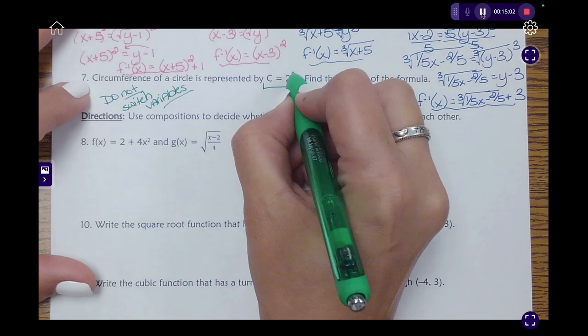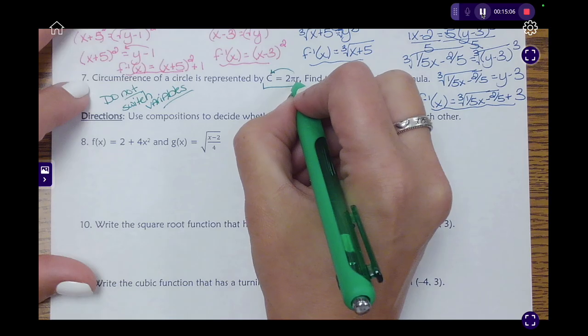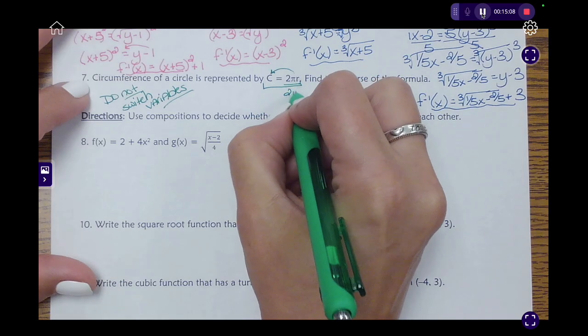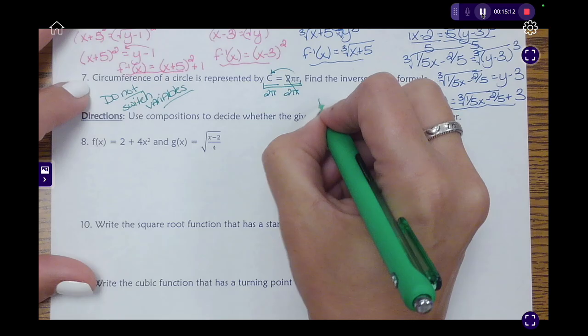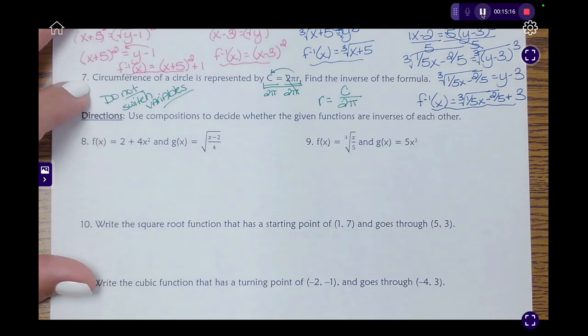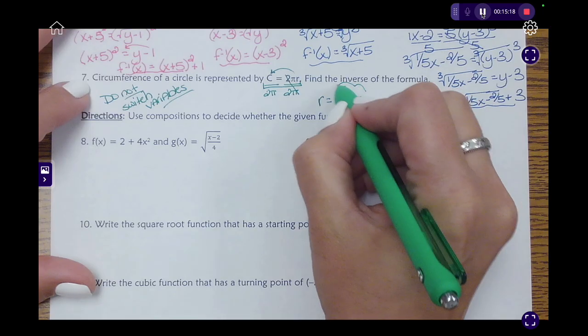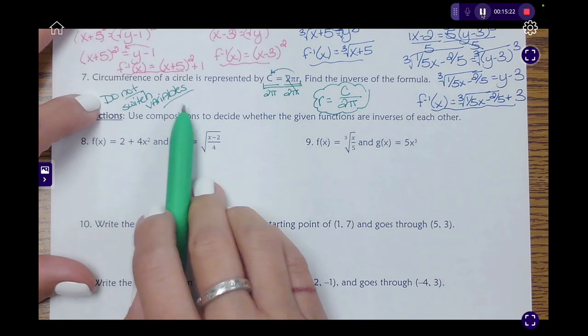So if I want to get r by itself, I need to move the 2 pi over to the other side. They're multiplying by it, so I am going to divide by 2 pi on both sides. So that's going to give me r equals, and I'm just leaving it, c over 2 pi. And I'm done. That's all you have to do. Okay? If you're given a formula, do not switch your variables.